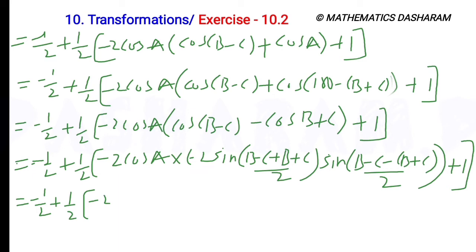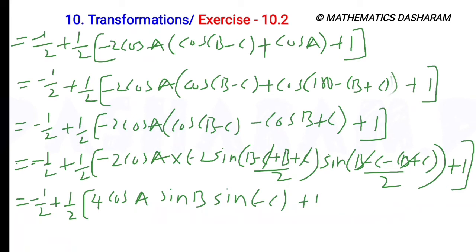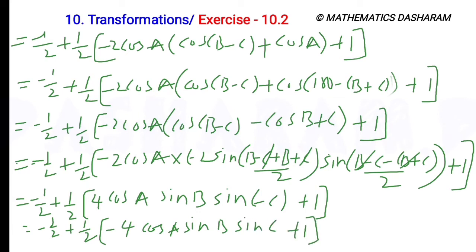So it is equal to minus 1 by 2 plus 1 by 2 bracket of minus 2 into, here minus 2 into minus 2 is plus 4 cos A into sin, here B plus B, minus C plus C cancel, 2B by 2 is B. Next, here sin of plus B minus B cancel, minus C, and plus 1. So it is equal to minus 1 by 2 plus 1 by 2 bracket of, see here sin of minus theta is minus sin theta, so then minus 4 cos A sin B sin C plus 1.